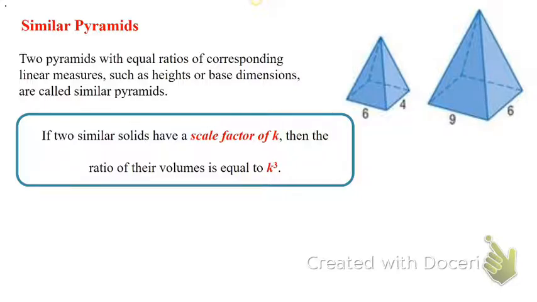Here we're going to be looking at a new concept, and that's what happens when you have similar pyramids. If two pyramids have equal ratios of corresponding linear measures, such as heights or base dimensions, they are called similar pyramids. If two similar solids have a scale factor of k, then the ratio of their volumes is equal to k cubed.